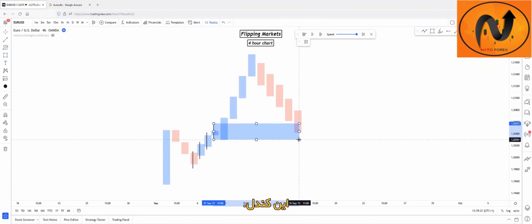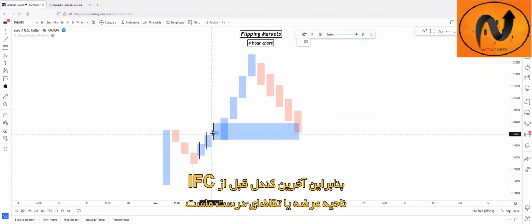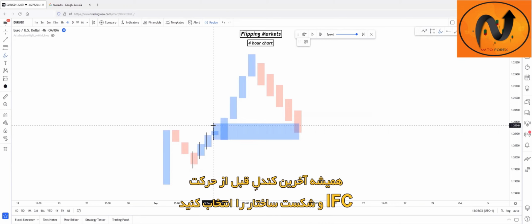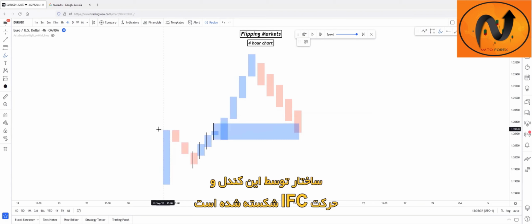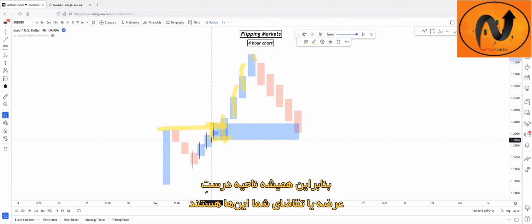This one again. So the less recent candle will be your right demand zone or supply zone before the inefficient push. So always choose the less recent candle before the inefficient push and the break of structure. As you can see, this structure has been broken by this candle and by this inefficient push. So this will be your right demand or supply zone every time.